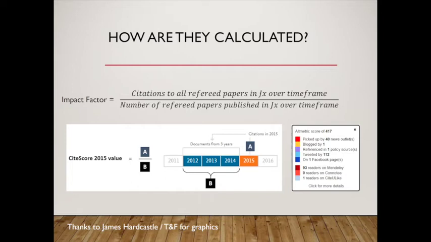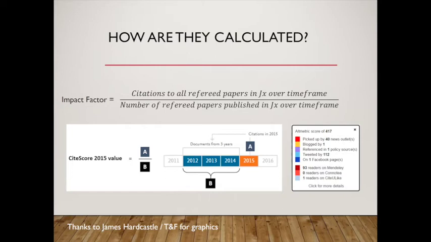In CiteScore, it's looking at all the citations in the documents from 3 years and dividing it by the number of papers published in a particular journal over that same time frame. So it's a similar kind of equation for both of them.